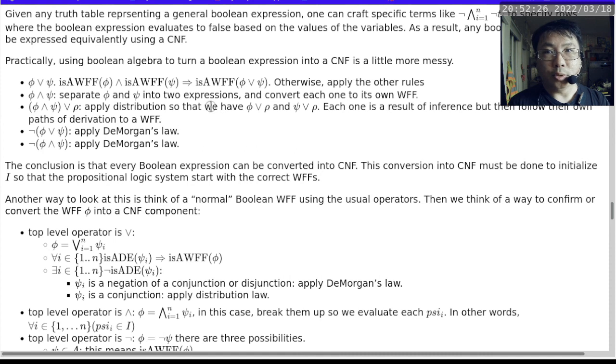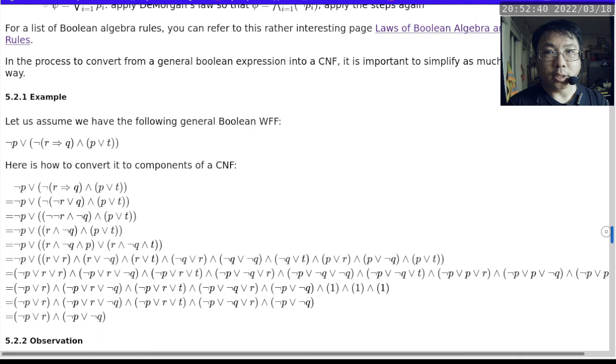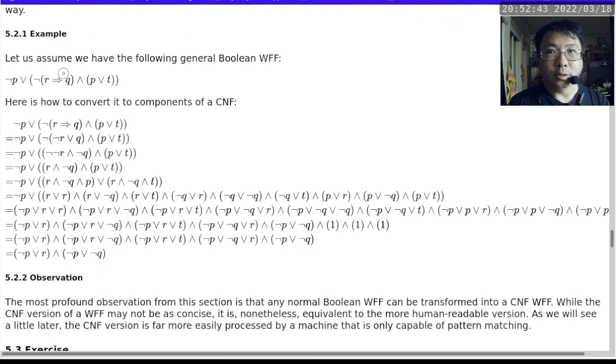And to do it using Boolean algebra, we have certain tricks. So I'm going to show you, instead of just talking about this, which is more or less abstract, we'll go ahead and take a look at a concrete example, like this one here. We have not P or, and then in parentheses, not, and then R implies Q as one term, and. So this negation applies to just R implies Q, and then we have a conjunction here with P or T. Alright, so the question is, how do we turn this into a CNF?